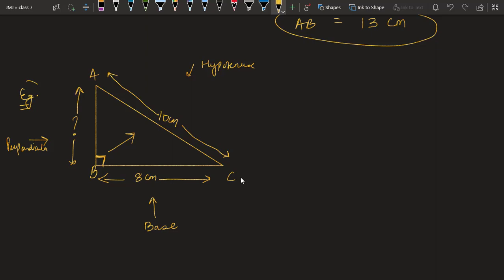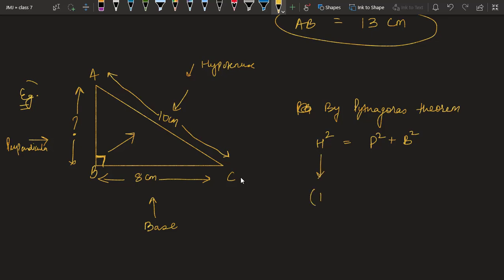We can apply Pythagoras theorem only in right angle triangles. And we all know the formula, PGT, or you can say Pythagoras theorem: hypotenuse square is equal to perpendicular square plus base square. Now what is the value of hypotenuse? Yes, we know it is AC and that value is 10, given to us.